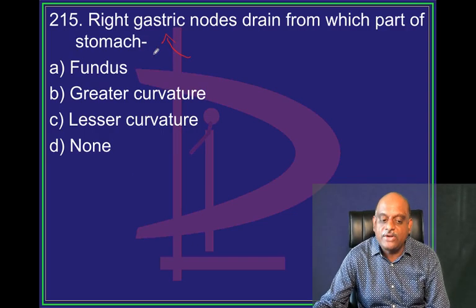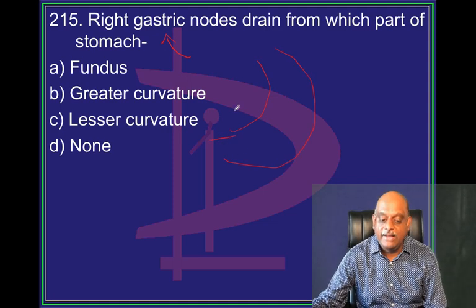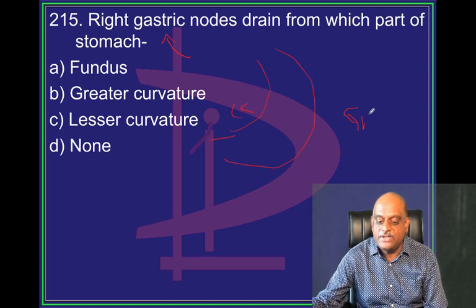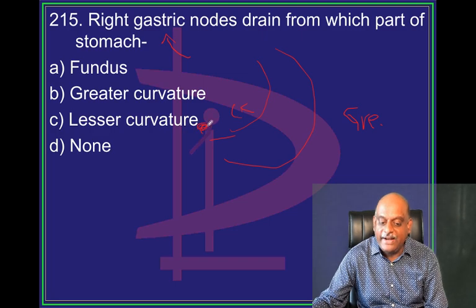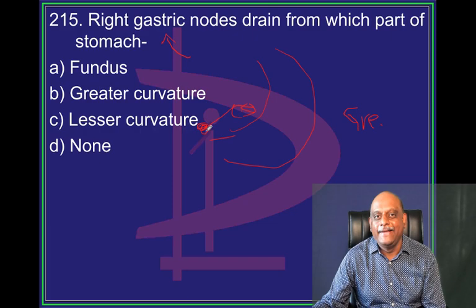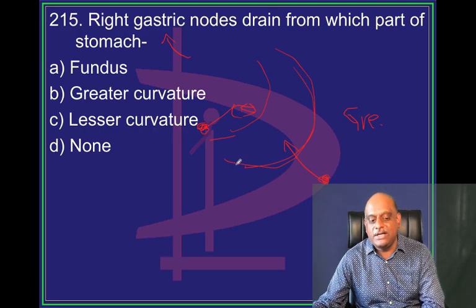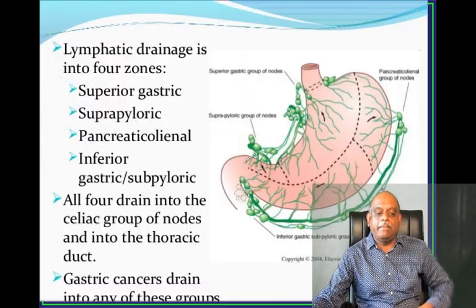Right gastric node drain, it's a very common sense question. Stomach has got lesser curvature, greater curvature. So obviously right gastric nodes have an access to lesser curvature. Left gastric nodes have an access to greater curvature. That's what you need to remember.